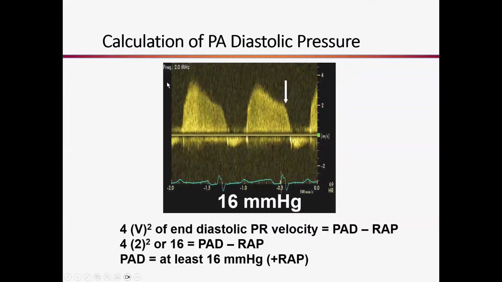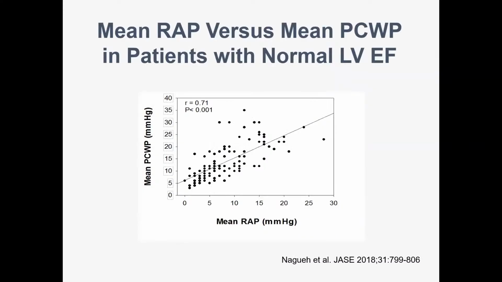What other signals besides LA strain do I look at, and we acquire LA strain routinely in our lab? Look at the PA diastolic pressure. The idea is if someone has high LAP, their PA diastolic pressure goes up. And the way we estimate PA diastolic is the modified Bernoulli. So in this case, based on an end diastolic velocity of 2 meters per second, we can say that the LAP is at least 16 millimeters mercury and is definitely elevated.